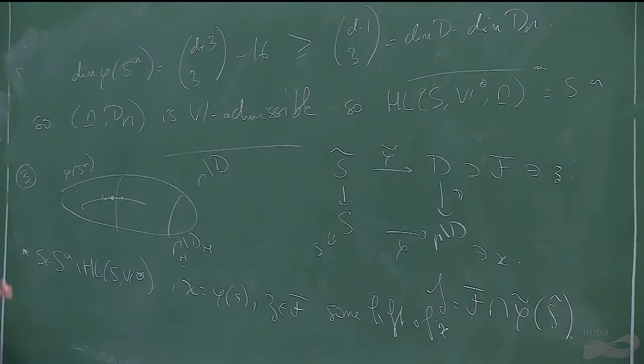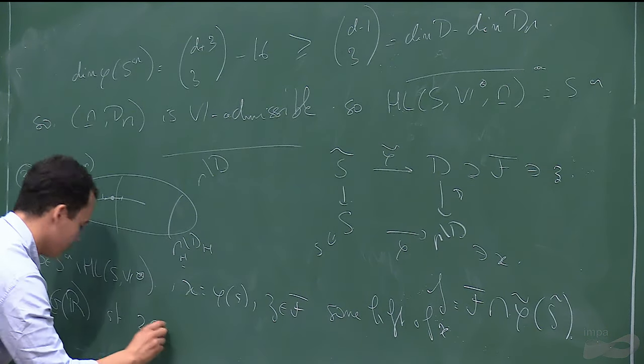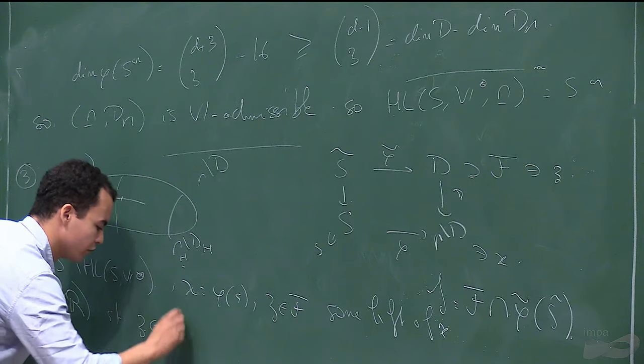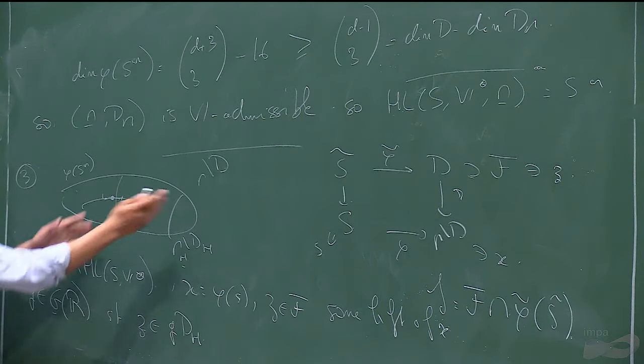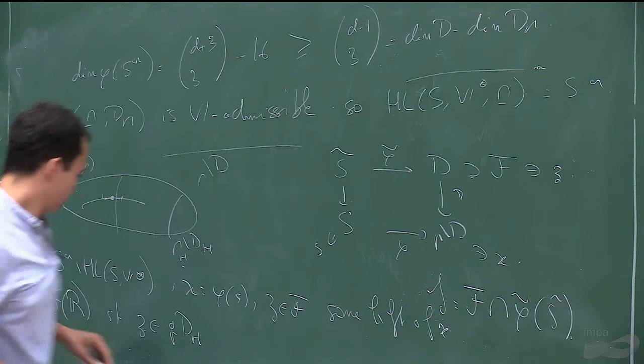Okay, and so what I want to do is, I have some g. I cannot ensure that I have a rational translate, but I can say that I have a real translate. Because G(R) acts transitively on D, I have some g in G(R) such that my lift Z belongs to gD_H. So now I'm in D, I take my translate. Okay, and so there are two steps to the proof.